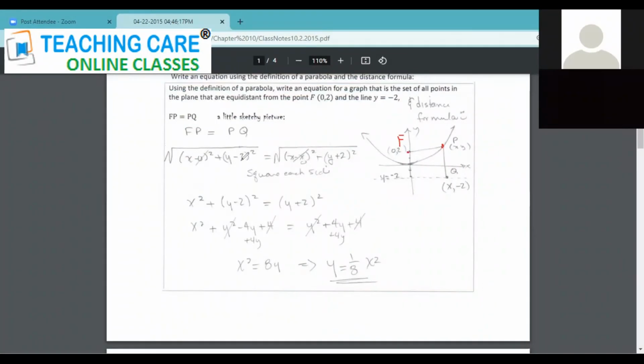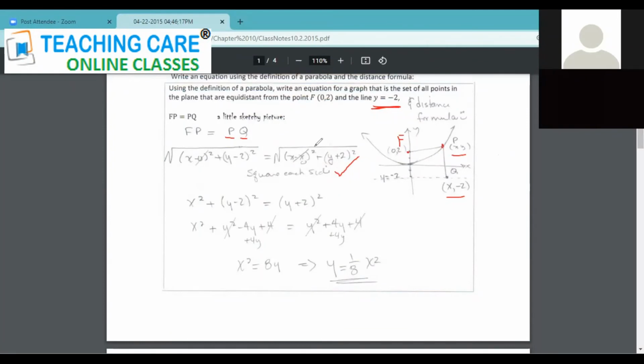Okay, got it? Similarly, this is P and this is Q. This is x comma y and this is x comma -2. Understood? Because the line is y equal to -2, that means the x coordinate you don't know for that. So you are just going to take it as x comma negative 2. Just use your distance formula for both the sides.